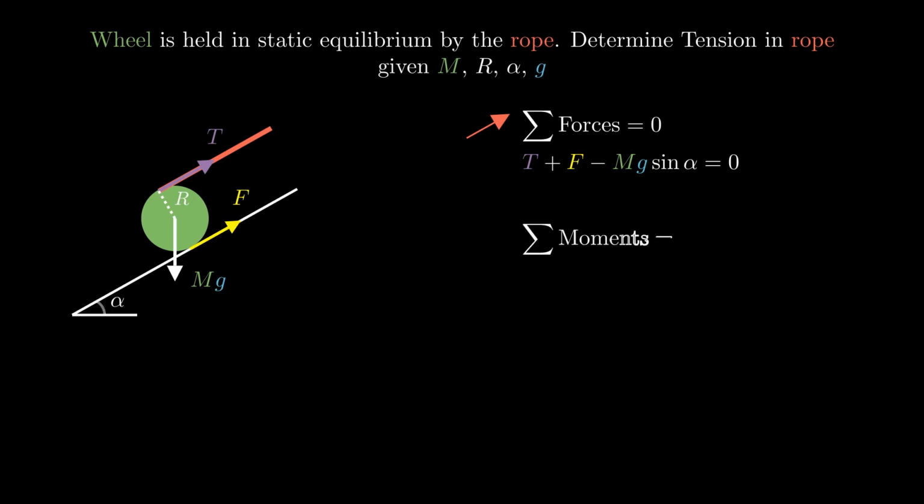The sum of moments is also equal to 0 since the wheel does not rotate in static equilibrium. We take moments in the clockwise direction around the center of mass of the wheel. We then get a moment of Tr from the tension in the clockwise direction and minus Fr from the frictional force. The force mg and also the normal force N acting from the surface onto the wheel do not contribute to the rotation since these forces pass through the center of rotation.